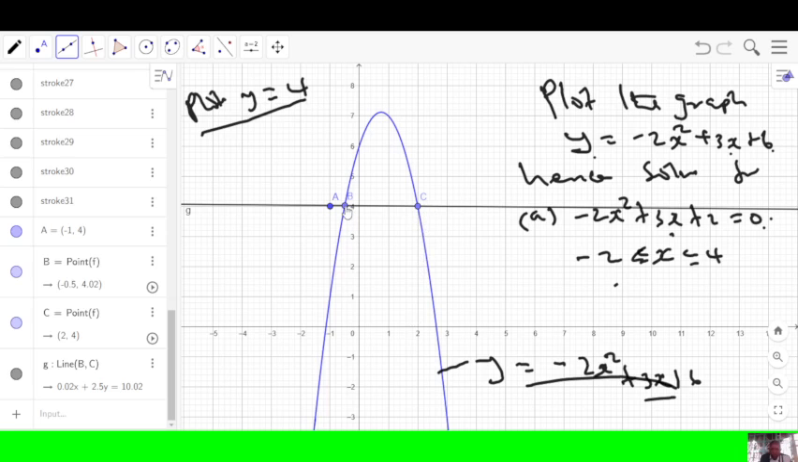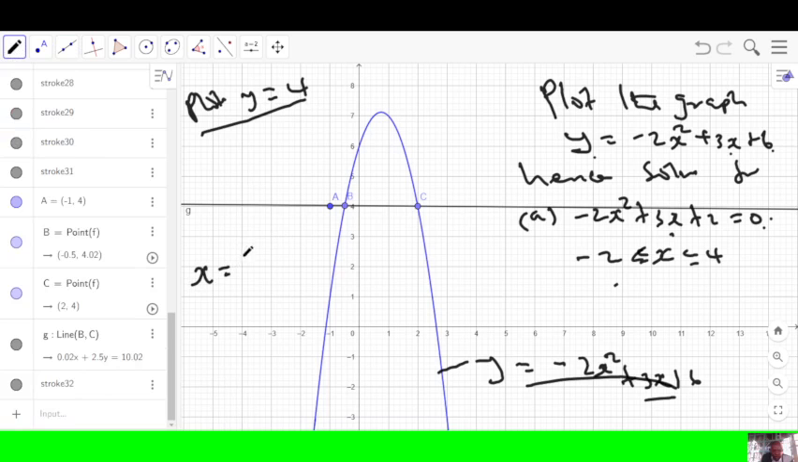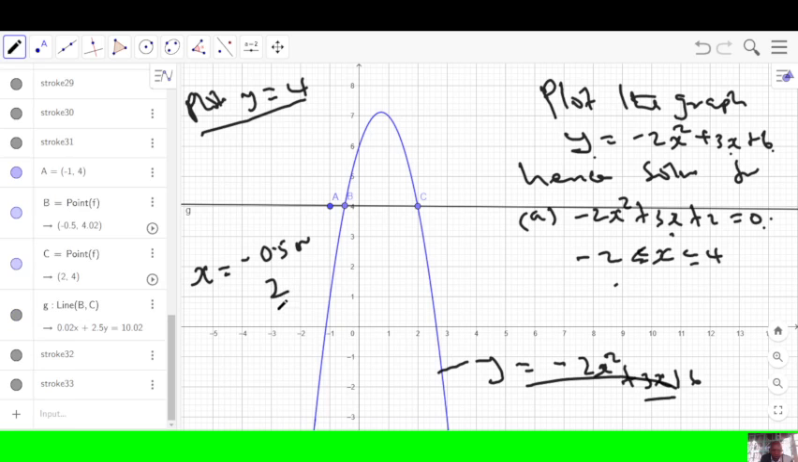So that means that our x will be the same as negative 0.5, or, if you drop it down, our value of x is 2. And that becomes the solution to your equation.